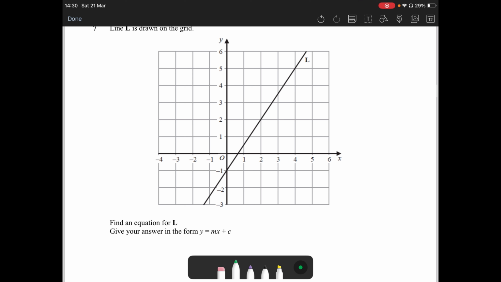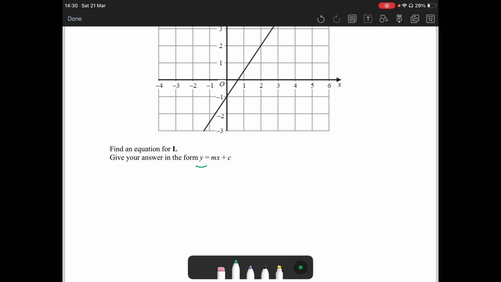Right. Now, remember, this is the default way of presenting any straight line graph, y equals mx plus c. Because it's so commonplace, the letter m is your gradient, or how steep your line is, followed by c, the y-intercept. Or in other words, where does your curve cross the y-axis? We'll start easy. It crosses the y-axis at negative 1, so c is negative 1. That's the easy one.